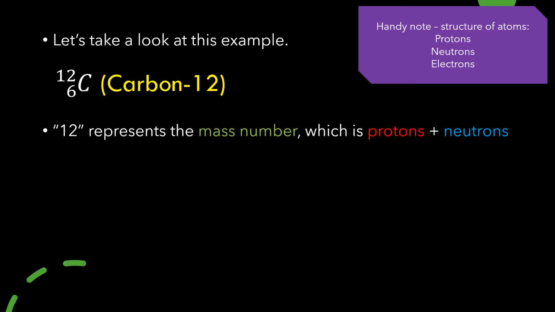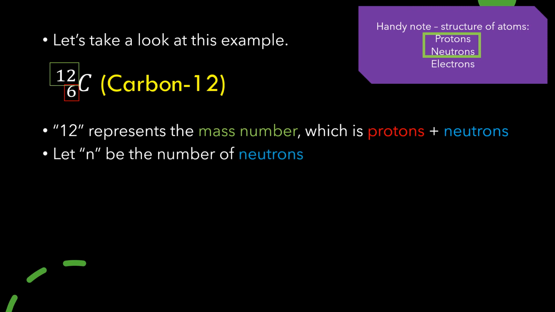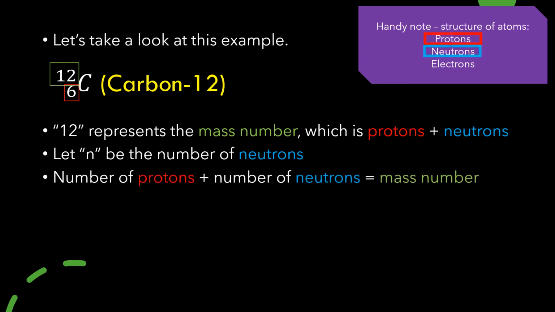Let's recap. 12 represents the mass number, which is protons plus neutrons. Let n be the number of neutrons, and the number of protons plus the number of neutrons will equal the mass number. Right? That's why we can set up a formula, 6 plus n equals 12. As a result, we can calculate that the number of neutrons, denoted by n, is 6.